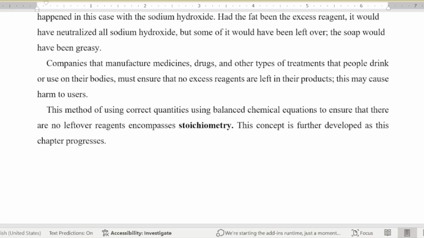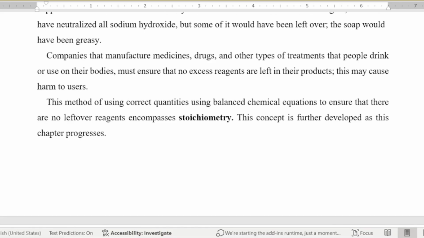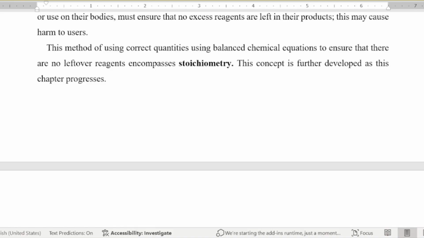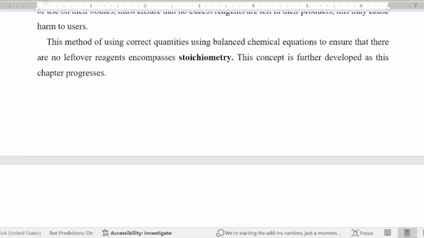Companies that manufacture medicine, drugs, and other types of treatment that people drink or use on their bodies must ensure that no excess reagents are left in their products, as these may cause harm to users. This method of using correct quantities, using balanced chemical equations to ensure that there is no leftover reagent, encompasses stoichiometry. This concept is further developed as the chapter progresses.